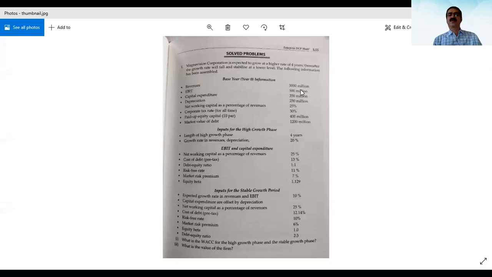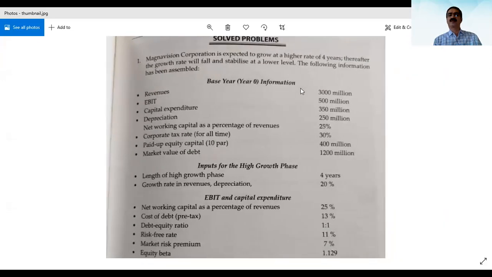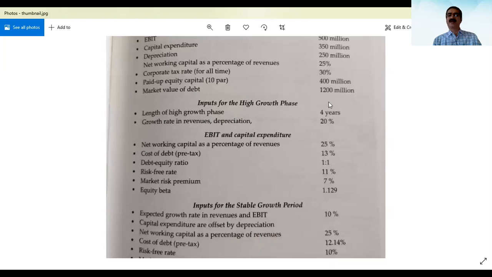Here, if you look at the screen, the base year data is given. We have revenue of 3,000 million for Magnavision Corporation. EBIT is given, capital expense is given, depreciation is given, and net working capital as a percentage of revenue is given. Corporate tax for all the years is 30%, and paid up capital is 400 million. Then the market value of debt is 1,200 million.